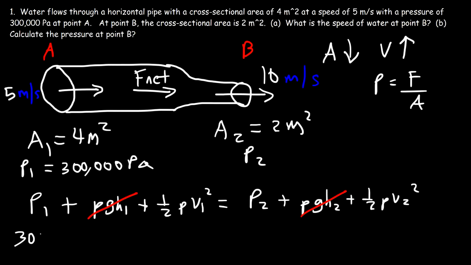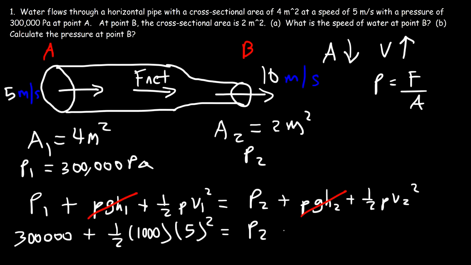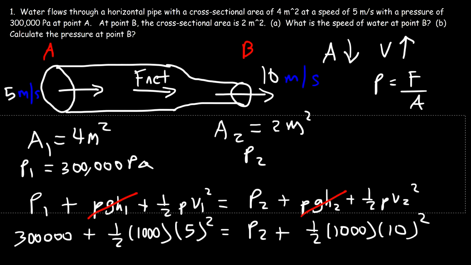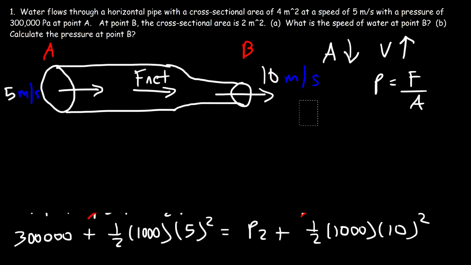P1 is 300,000 pascals. The density of water is 1,000. On the left side, water flows at a speed of 5 meters per second. We're looking for P2. And the speed on the right is 10. So let's erase a few things. 1/2 of 1,000 times 5 squared is 12,500. And if we add 300,000 to that, we have 312,500 on the left side.